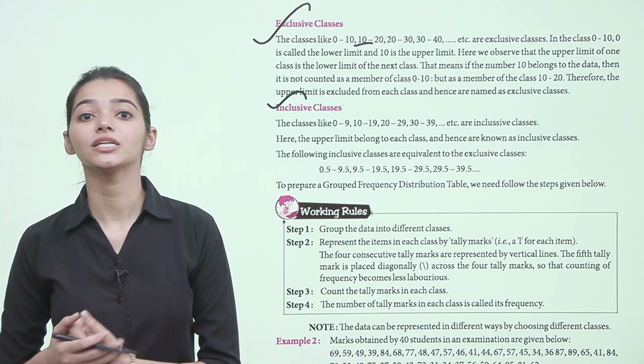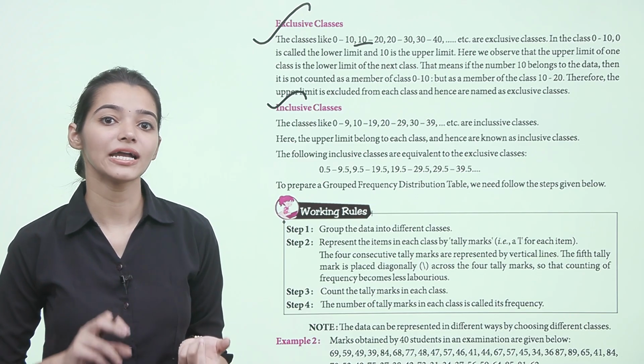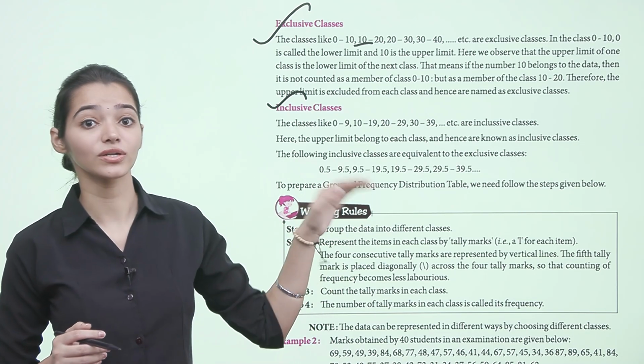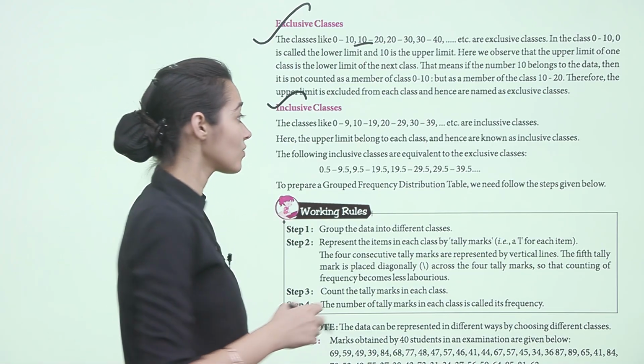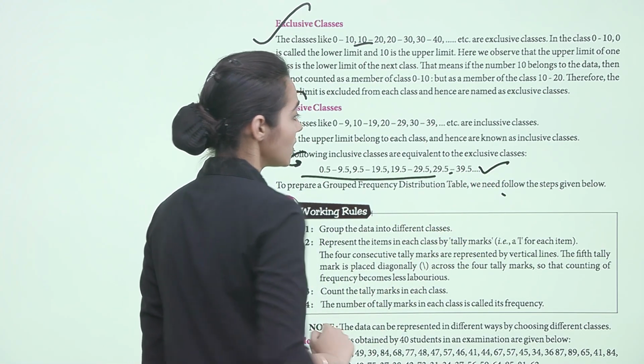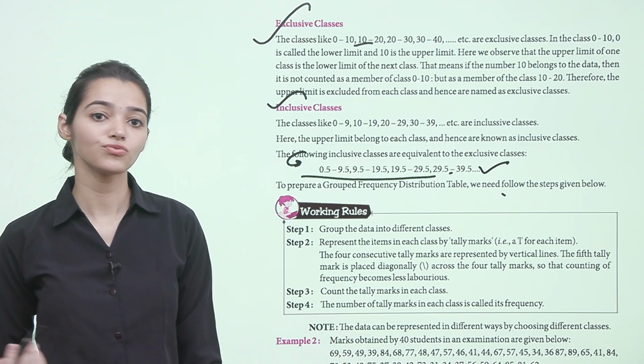Next is our inclusive class. The classes 0 to 9, 10 to 19 and so on: here the upper limit belongs to each class, and hence they are known as inclusive classes. These inclusive classes are equivalent to exclusive classes. Now to prepare a grouped frequency table, we need to follow these steps.